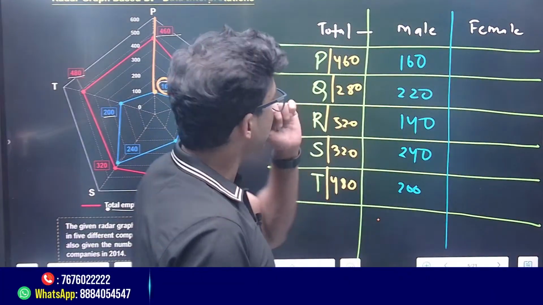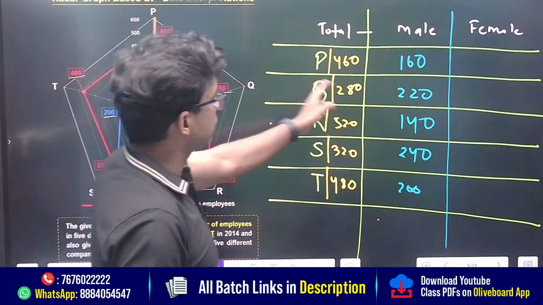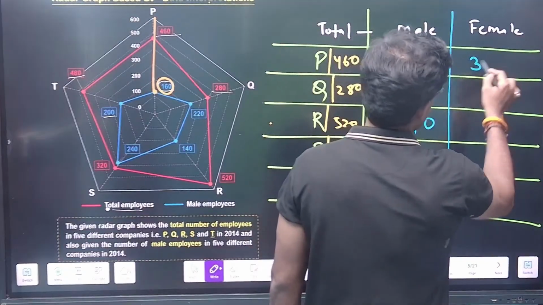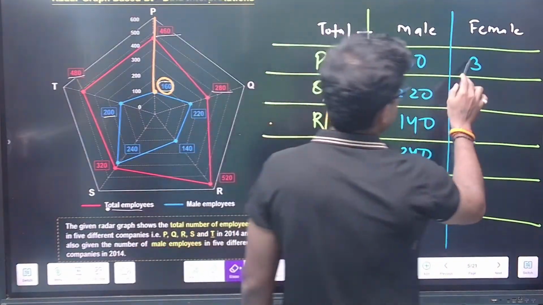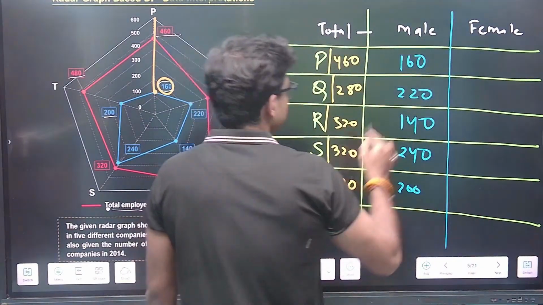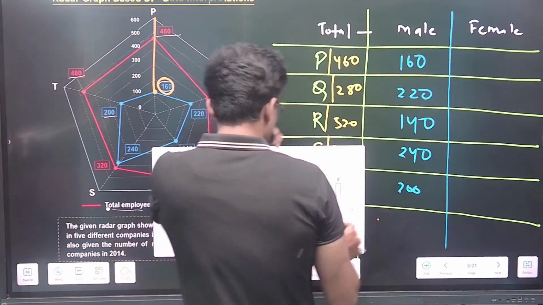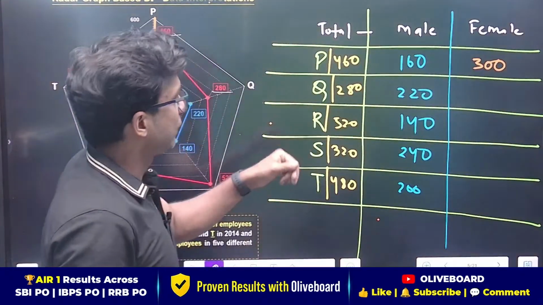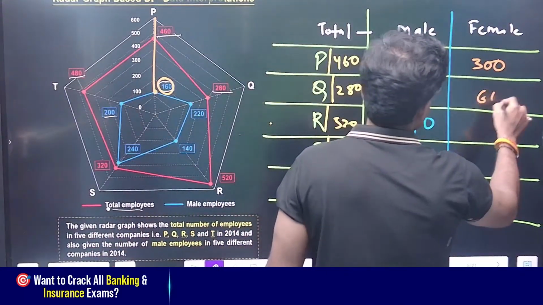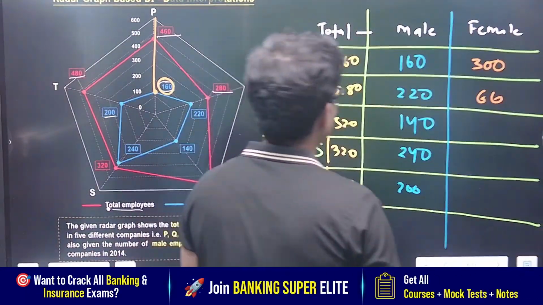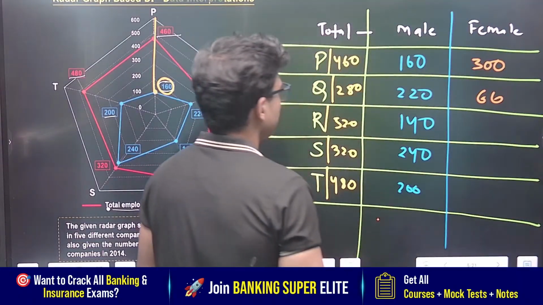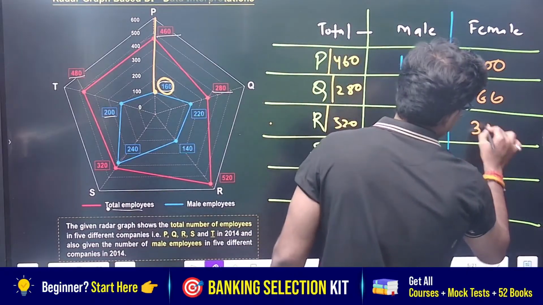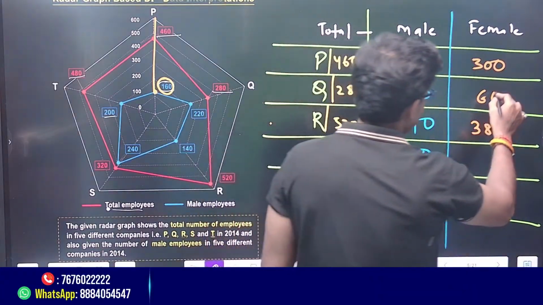Now slowly we can go for female also, because total is 460. This is 160, then this would be 460 minus 160, this is 300. So I'll change the color and write down the female employees, 300. Correct. Now 220, then this would be 60. Correct. Now 140, 60 is 200, 200 and 300, so 360 and 20, 380. Correct. Makes sense, everybody? Yes.